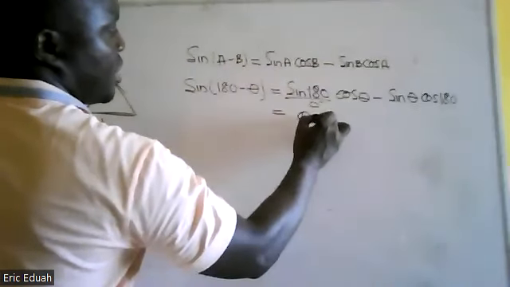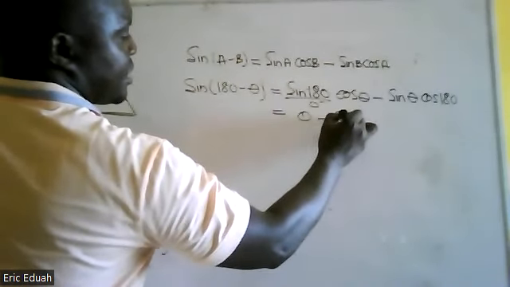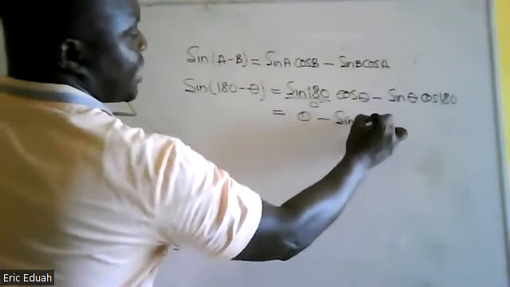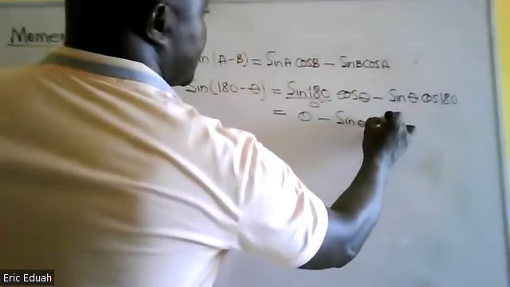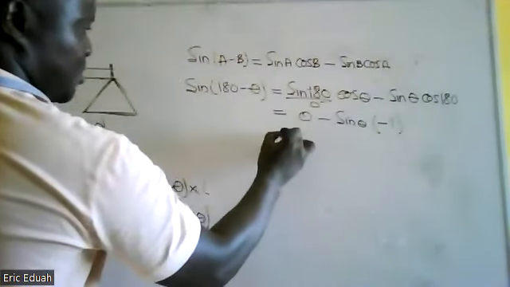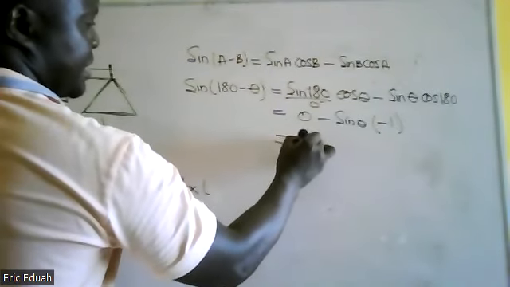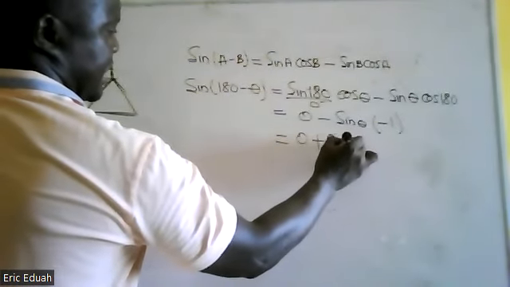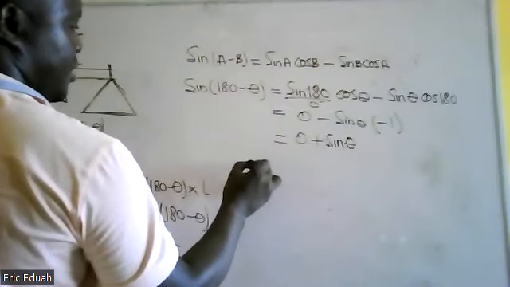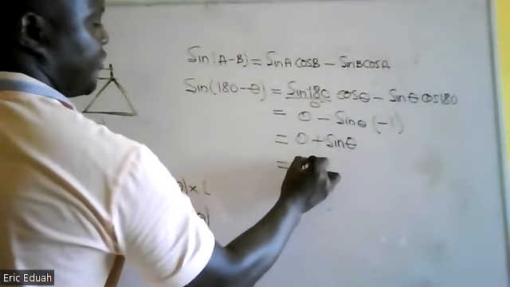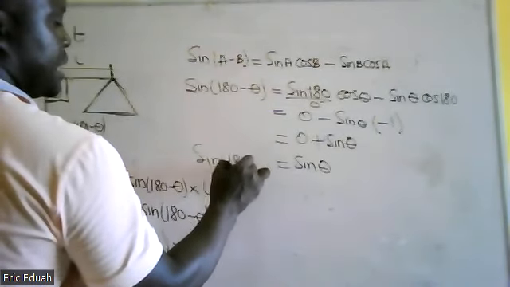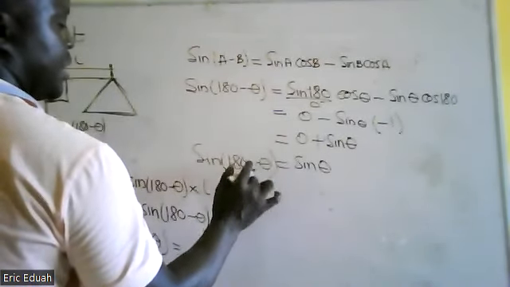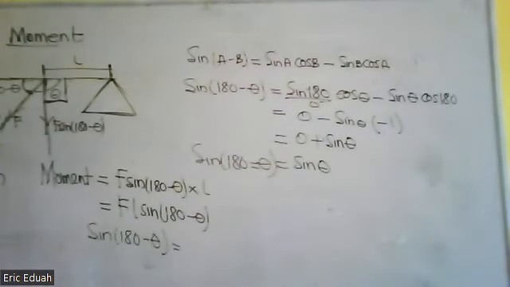So 0 minus, what is cos of 180 degrees? Cos 180 is negative 1. So we have 0 plus sine theta, which is equal to sine of theta. So sine 180 minus theta is equal to sine of theta.